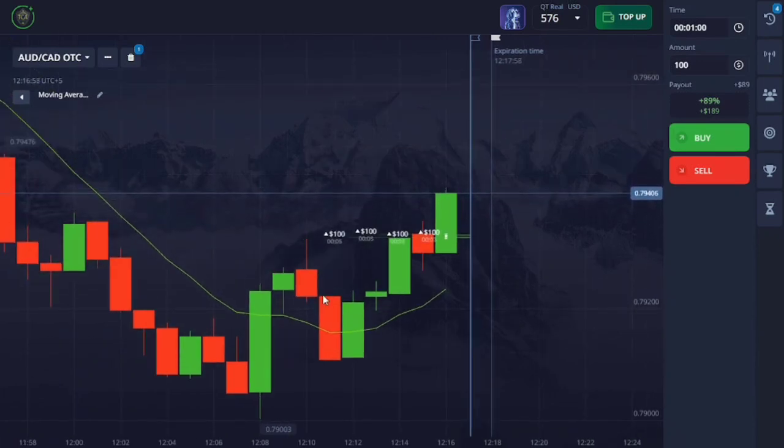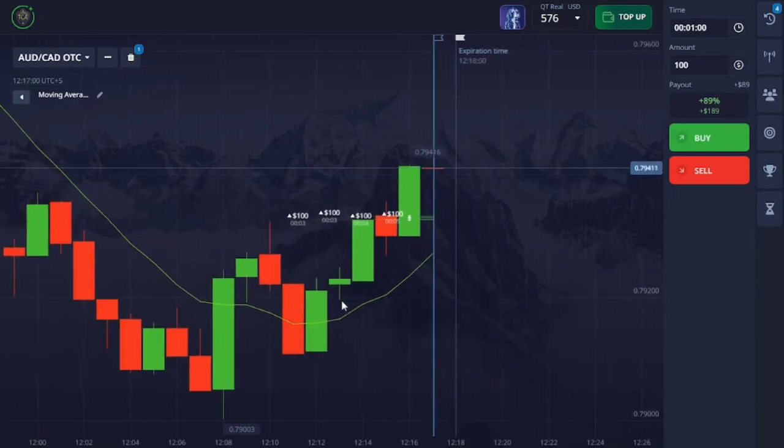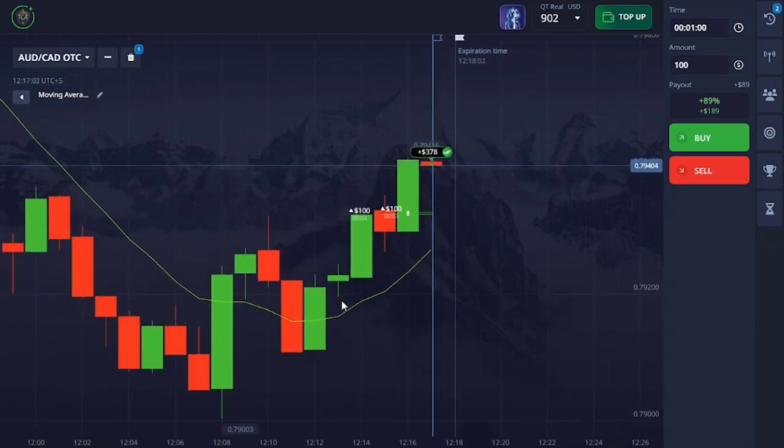And after the candle closes, you can see that our $400 trade has been won, and we have recovered our loss.